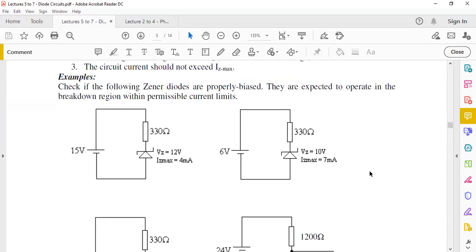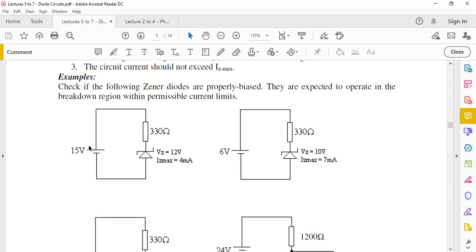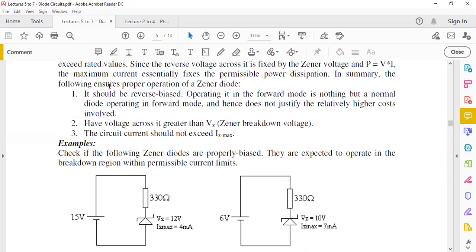Let's take some examples to check biasing of Zener diodes. In these four circuits, we're trying to see if a diode is properly biased by applying the three principles we mentioned. Let's take the first circuit. We're applying a DC of 15 volts, and then we have a resistor of 330 ohms, and this is your Zener diode connected in reverse mode. You can see the positive terminal of the battery is connected to the cathode and the negative terminal to the anode. So this Zener diode is in the reverse bias mode, and that satisfies the first condition.